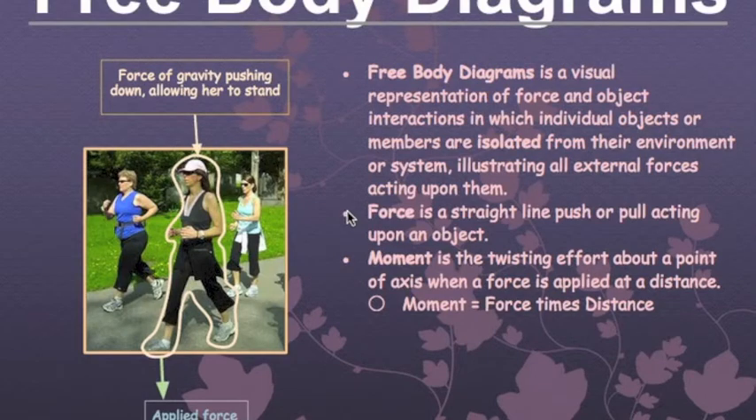Free body diagrams. A free body diagram is a visual representation of force and object interactions in which individual objects or members are isolated from their environment or system, illustrating all external forces acting upon them. For the example, we would isolate the lady from her environment to see the forces that will be acting upon her.